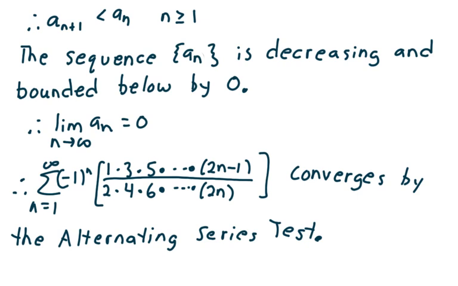And so what that tells me is that the sequence a sub n is decreasing and bounded below by 0. And so the limit as n goes to infinity of a sub n must equal 0. It's another way to say that the sequence converges to 0. And so the summation from n equal 1 to infinity of negative 1 to the n times 1 times 3 times 5 all the way through until 2n minus 1 divided by 2 times 4 times 6 all the way through until 2n must converge by the alternating series test.